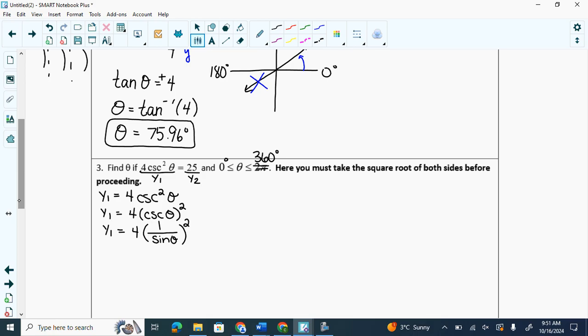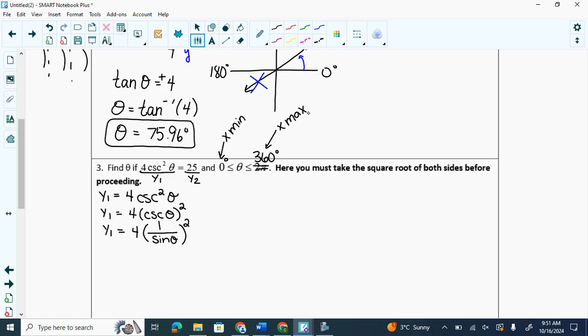I need to change my X min to 0. I think it was already there. And then my X max to 360. How many solutions am I going to get, guys? How many times do they cross? 4 times. How many solutions am I going to get? 4, right? So let's figure them out.